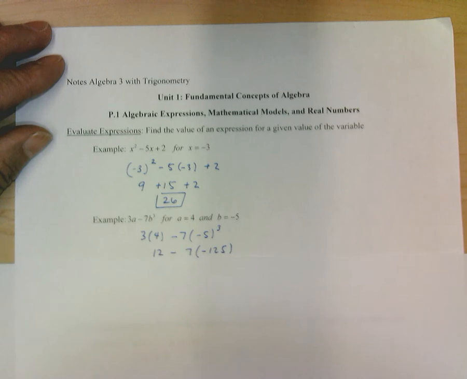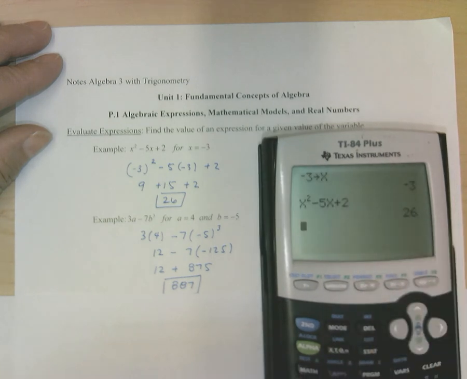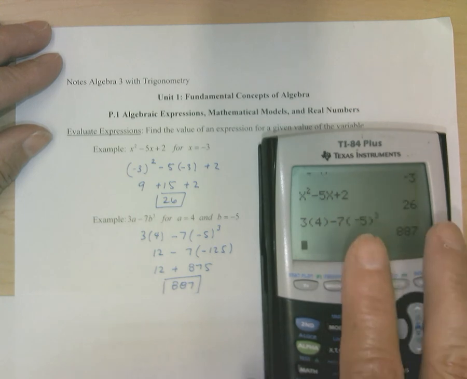I do the math following order of operations. Continue with the math. And I'm not picking up a calculator for the most part. It's fine if you do, but I want you to understand the math behind this. And my final answer is 887. And I can check it with a calculator. In this case, since I have an a and a b, I could store for a and b if I wanted to, but I'm just going to go ahead and type in 3 times 4 minus 7 times negative 5 raised to the third power. And I get my answer.